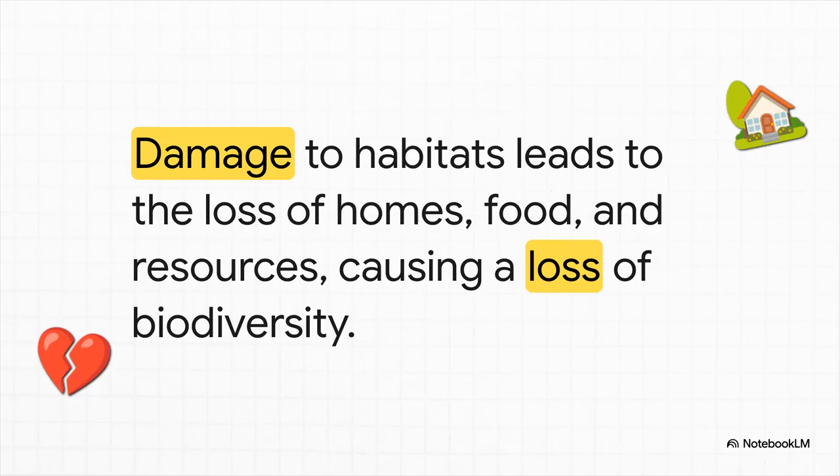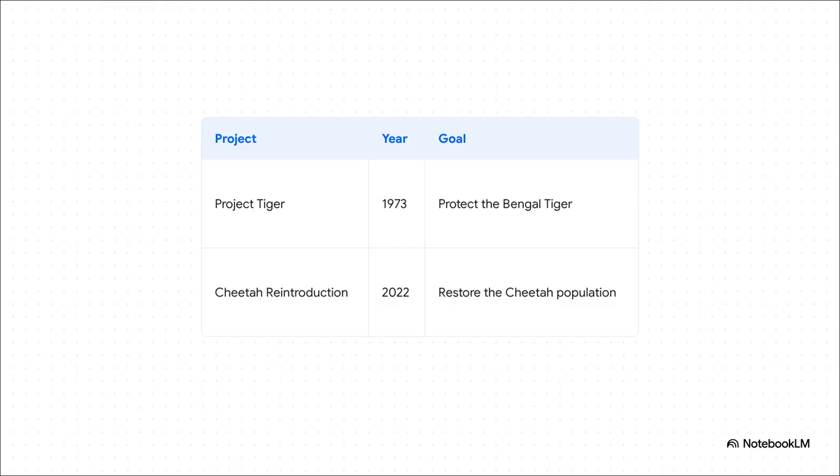Because here's the thing. When a habitat gets damaged or destroyed, it's not just one animal or one plant that's in trouble. It's like serving an eviction notice to every single species that calls that place home. We're not just losing animals, we're losing entire chapters from the story of life on Earth. But the good news is, people are fighting back. They're fighting to protect this library.